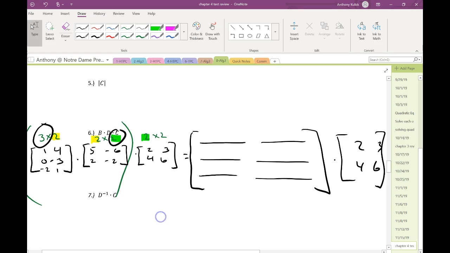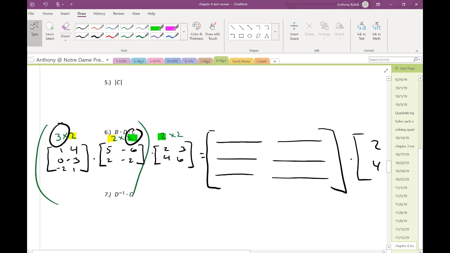So, to get the first entry in my answer, what two things am I multiplying together? Row 1 by column 1. So I'm going to have 1 times 5. That didn't look like a 5. And I'll add that to 4 times 2. And then I'll do row 1 times column 2. So 1 times negative 6 plus 4 times negative 2.